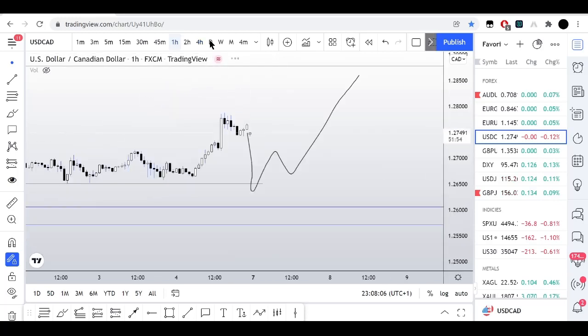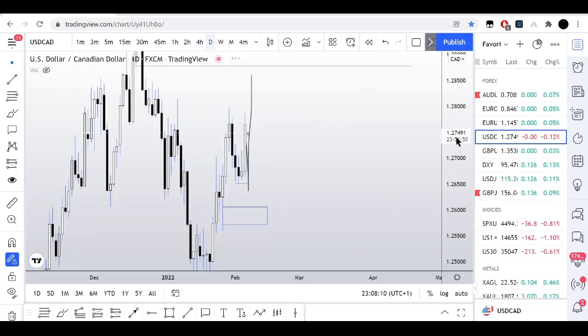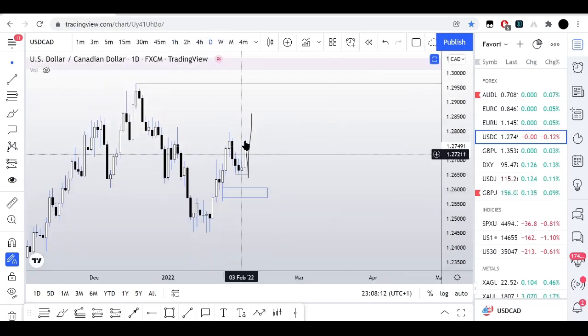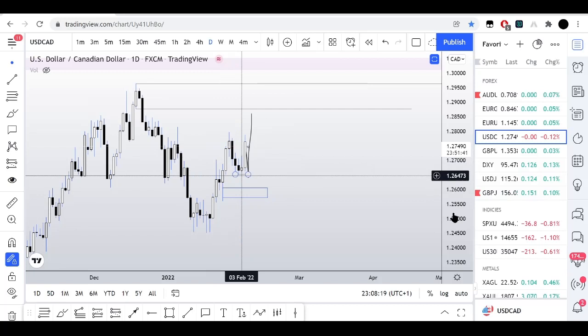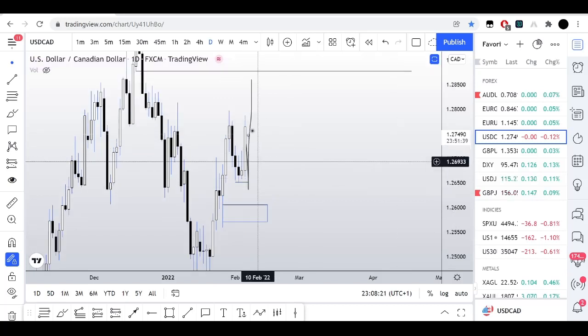Okay, so looking at USD CAD, let's go to the daily. We had this run up right here. There is a discount inside of here. We are inside this bullish order block right here, and we could just continue up.